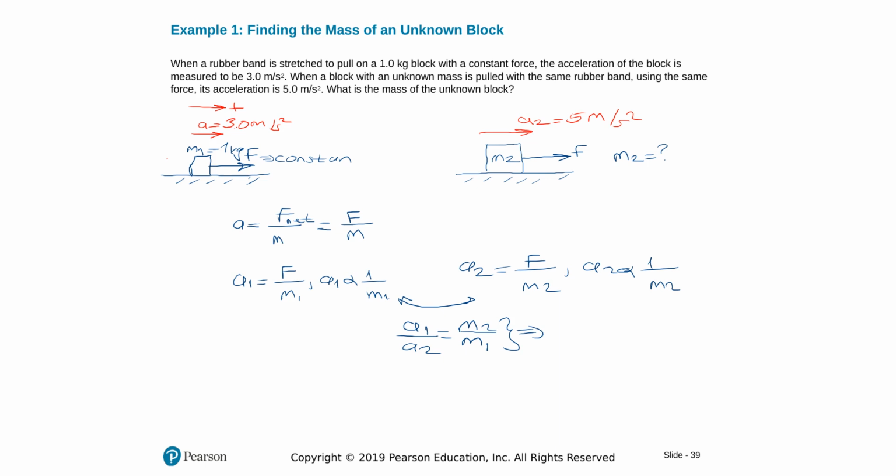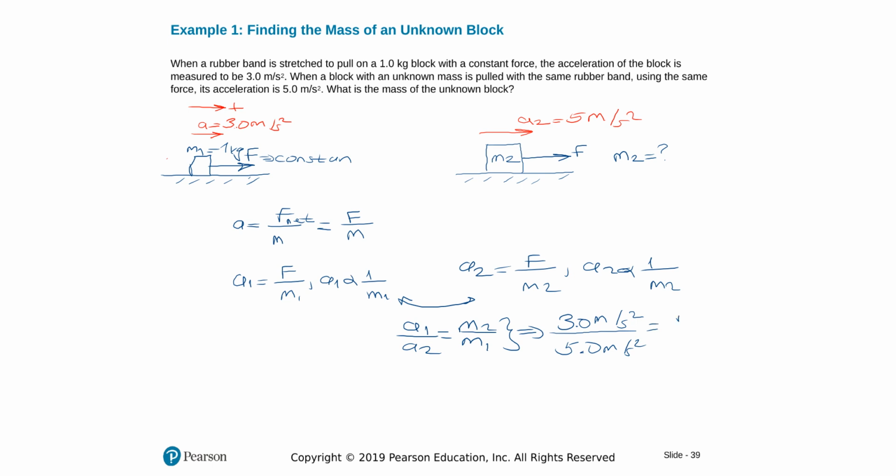Simply what we can say is, since the forces are equal, if I divide this whole equation by that, I'm going to get here. But my logic tells me I can just jump and say, well, if they are inversely proportional, that should be the case. And I'm going to put the known values. We know a1 is 3.0 meters per second squared, and a2 is 5.0 meters per second squared.